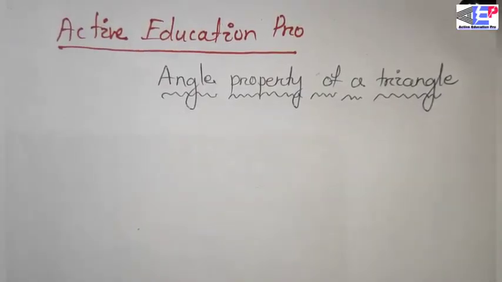After a long time I am here with this video on the angle property of a triangle. If you want to know more about triangles, please visit my last uploaded video. Already we have discussed the triangle, its properties and varieties of triangle: how many types of triangle there are according to their sides and according to their angle measurement. So now this is the angle property of a triangle.